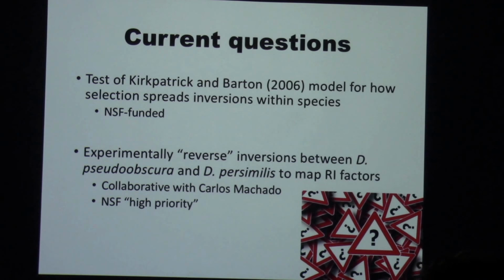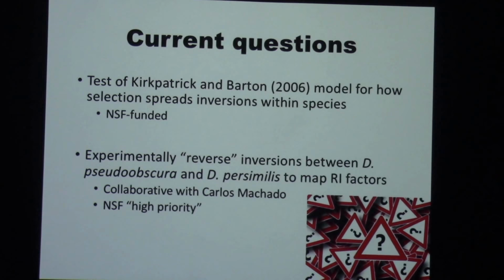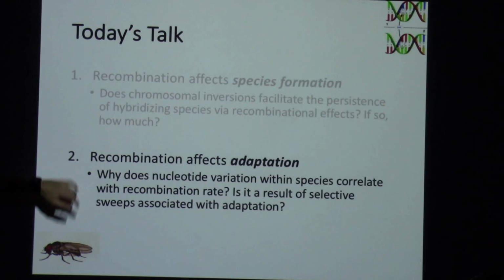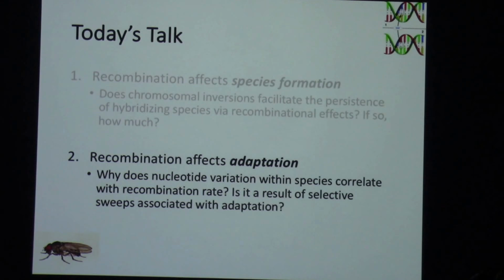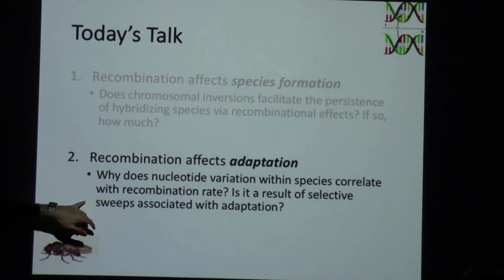So now I'm going to switch gears, completely different set of questions, and we're going to look at how recombination affects adaptation. That's actually a bit of a misnomer in terms of what I'm actually going to show you. What I'm looking at is why does nucleotide variation within species correlate with recombination rate? This is something that Michael has published some influential work on. Many other people here have published influential work on this. Obviously, Chip Aquadro has. And specifically, is this association a result of selective sweeps associated with adaptation?